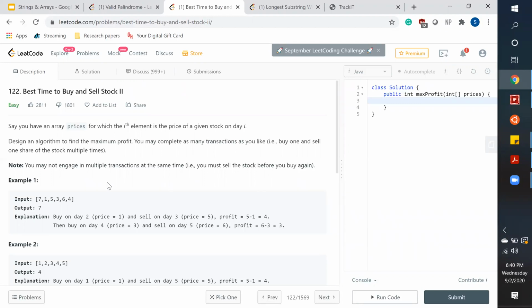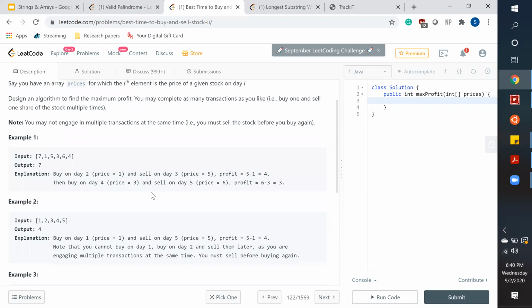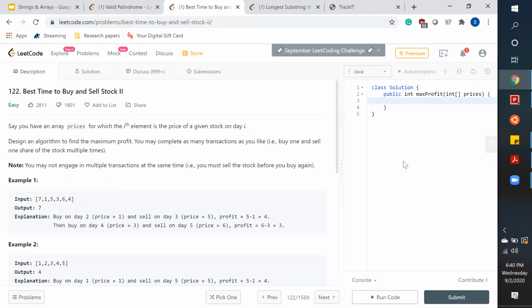So as before, the first thing we want to do is make sure we understand the question. Does anyone have any questions? Or do you think there's any ambiguity? Anything that you want more clear? If not, then I'll give you guys a couple minutes to think about it.